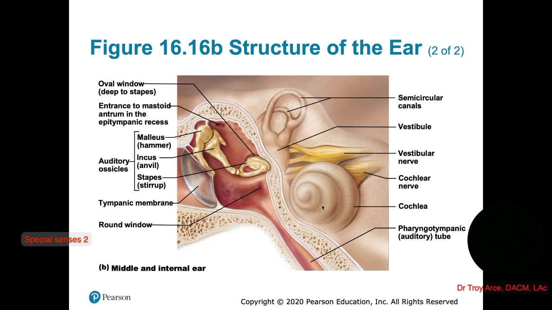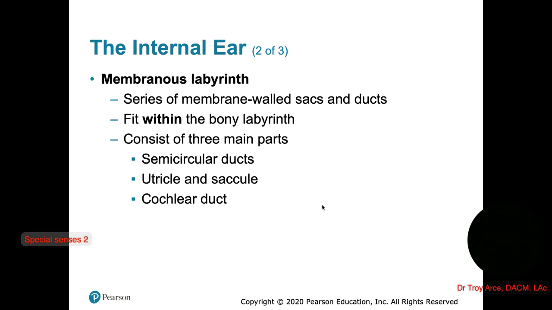Know that part we mentioned before, the tympanic membrane, and getting into the internal ear. At a deeper level, we have a series of membrane-walled sacs and ducts that fit within the bony labyrinth, and they consist of three main parts: the semicircular ducts, the utricle and saccule, and the cochlear duct.